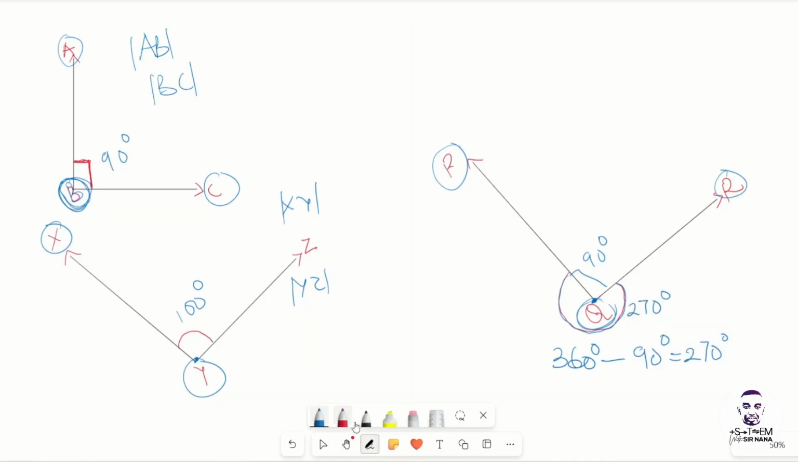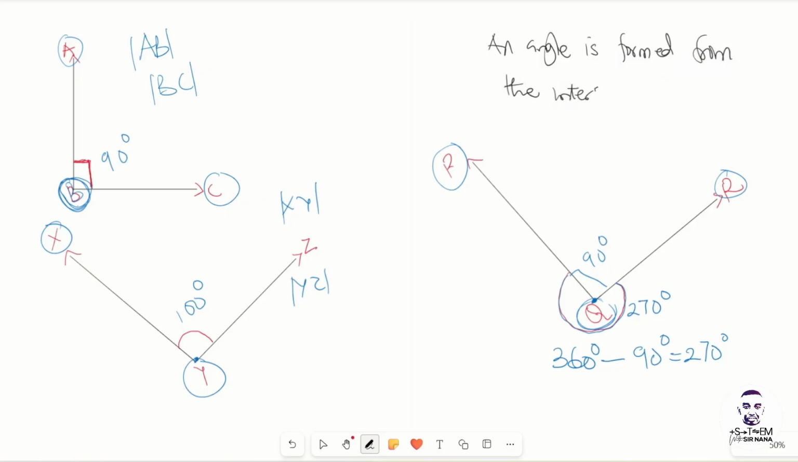So let's look at a definition for angle. So we can say that an angle is formed from the intersection of lines, right? Which type of lines? Rays of lines. So intersections of rays of lines. So remember that an angle is formed from the intersection, or when two lines join together. Where they join is where an angle will be formed.